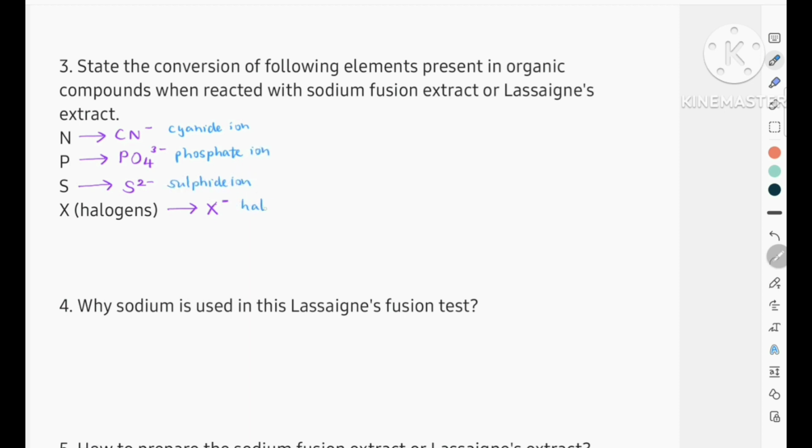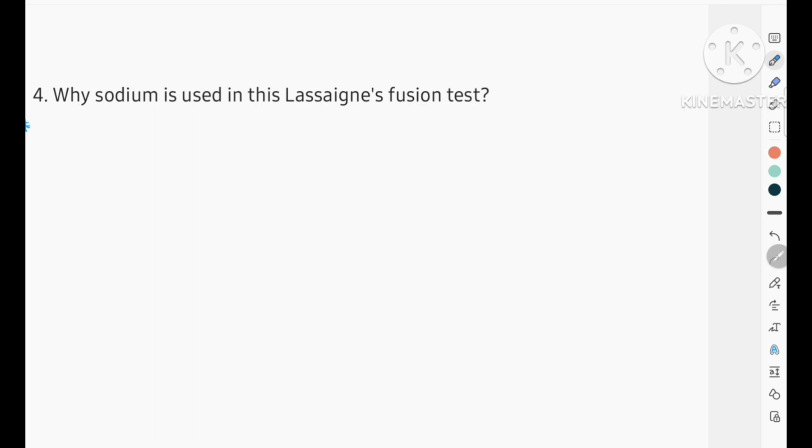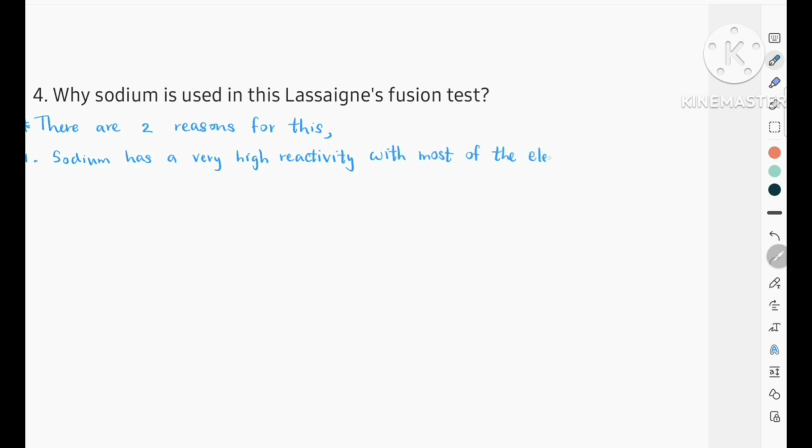Fourth question: why is sodium used in this Lassaigne's fusion test? There are two reasons for this. The first reason is sodium has a very high reactivity with most of the elements. The second reason is the sodium salt formed by reaction is highly water soluble.